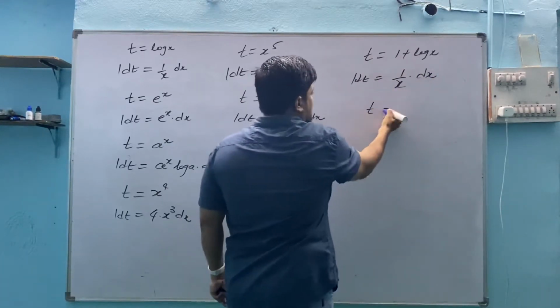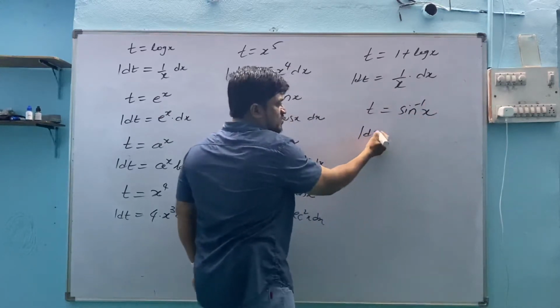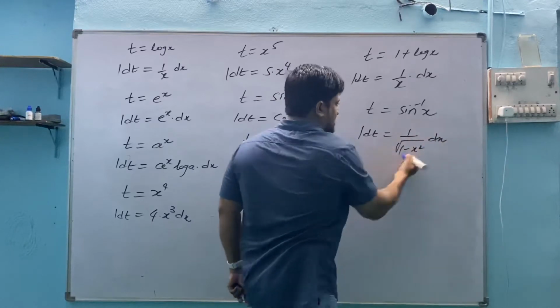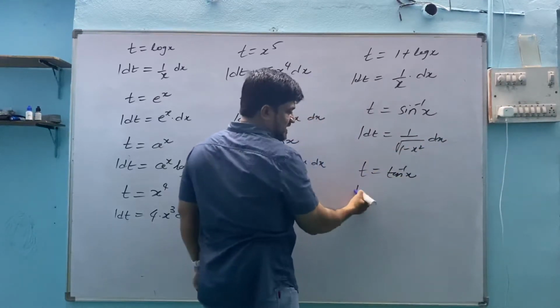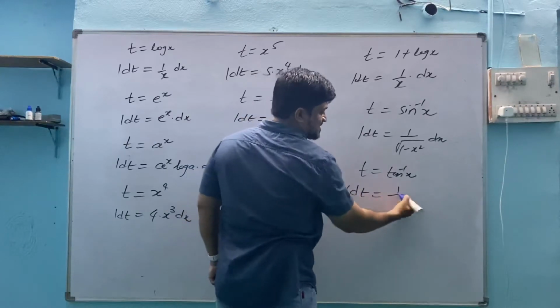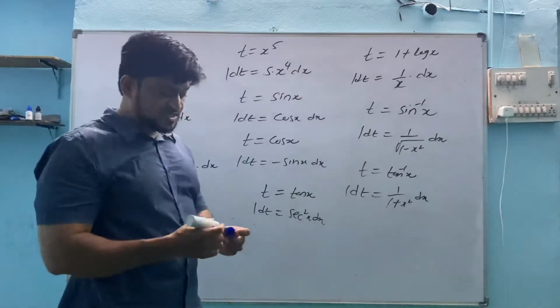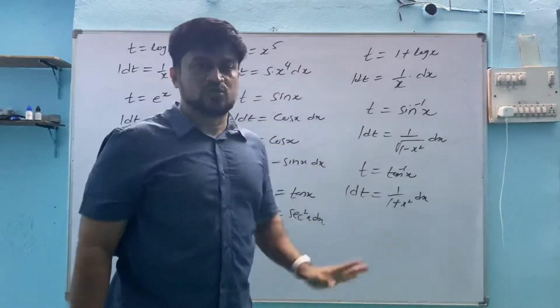If I have taken t is equal to sin inverse x, that time dt is equal to sin inverse derivative, which is 1 by root over 1 minus x square dx. If I have taken t is equal to tan inverse x, what is dt? dt is equal to 1 by 1 plus x square dx. These are the things which you have to remember: how to take t and how to use dt.